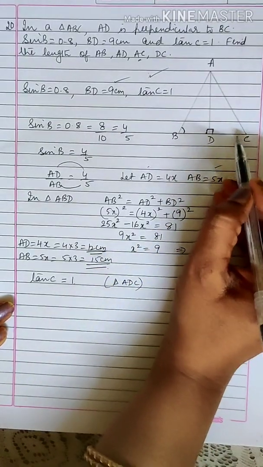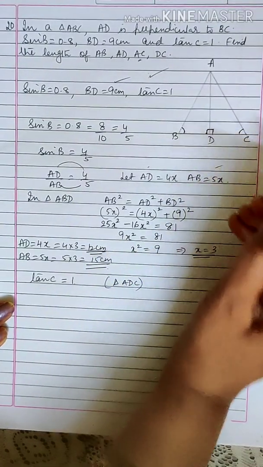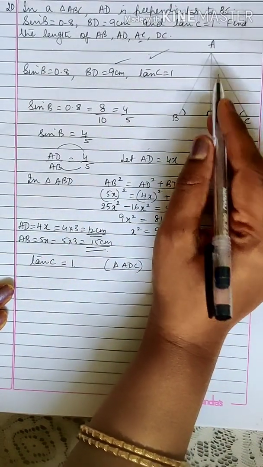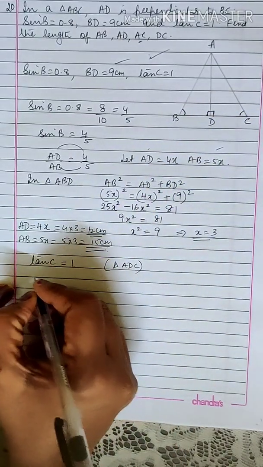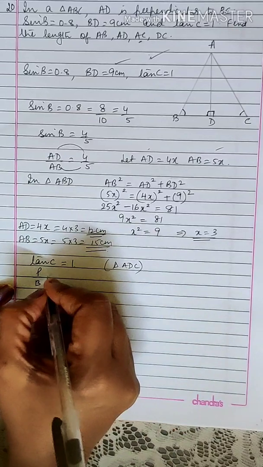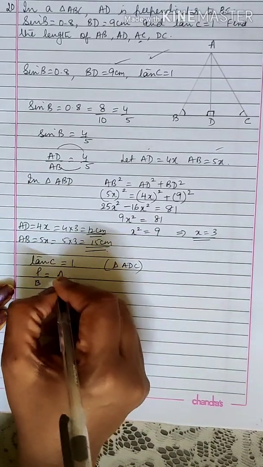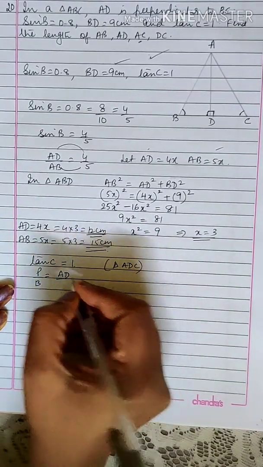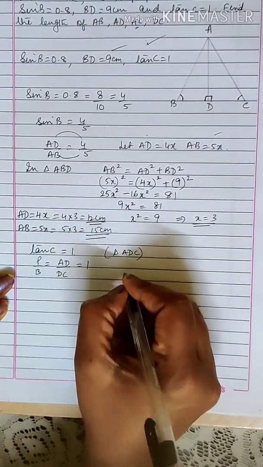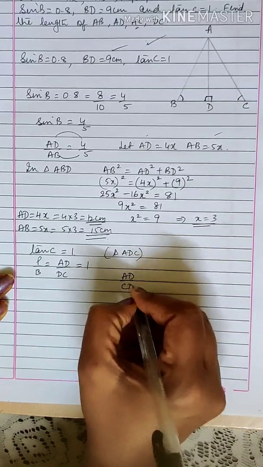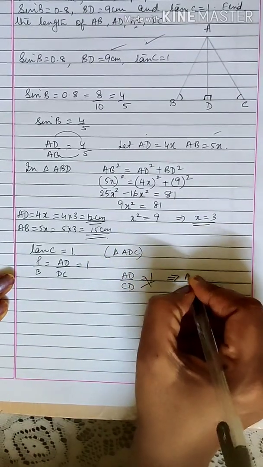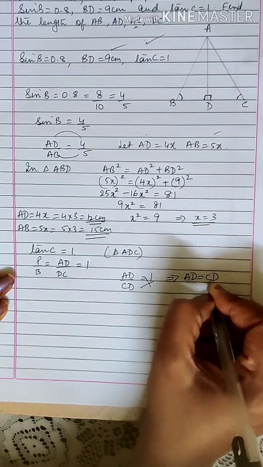So in triangle ADC, when you take angle C as the reference angle, the ratio for tan will become AD upon DC, that is perpendicular by base. So in triangle ADC, perpendicular is AD and the base is DC, which will be equal to 1. So you get here AD by CD is equal to 1. Now do the cross multiplication. You will get AD is equal to CD.